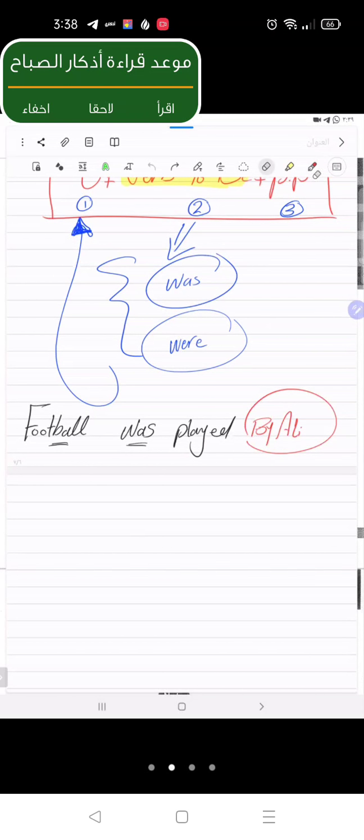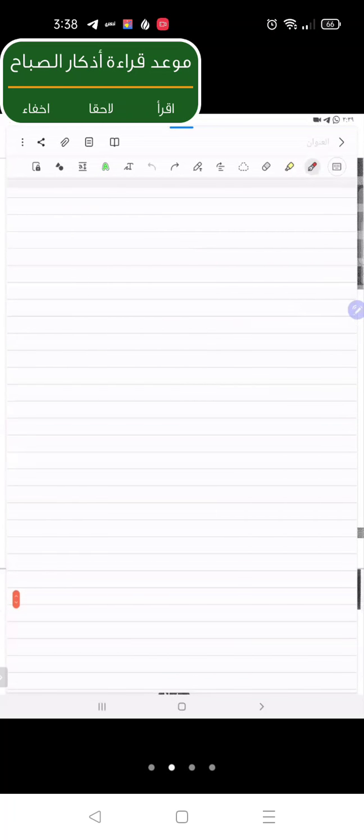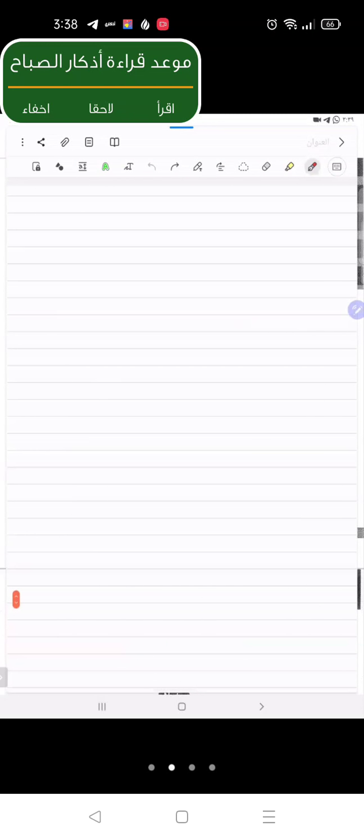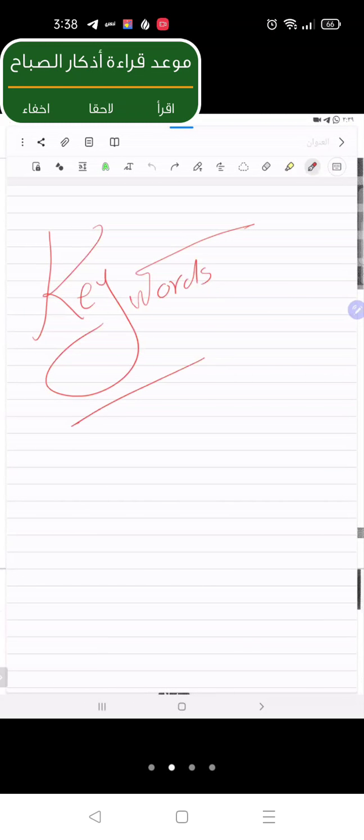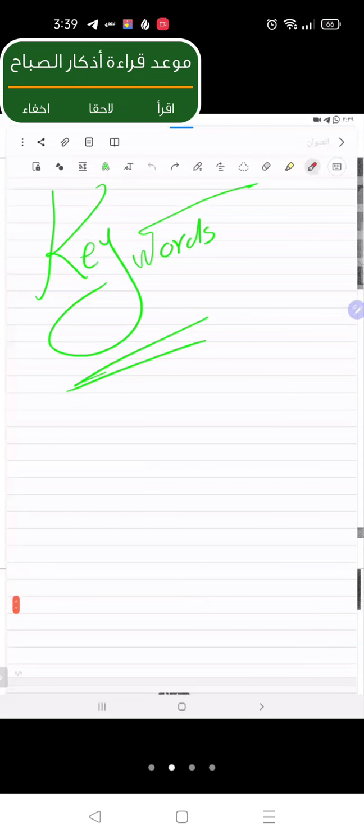Is everything clear until now? Yes. Okay, we only have the last thing talking about the past simple, the key words. The key words are the words that we use to mean that the verb started in the past and also finished in the past. Could you tell me what are these words?